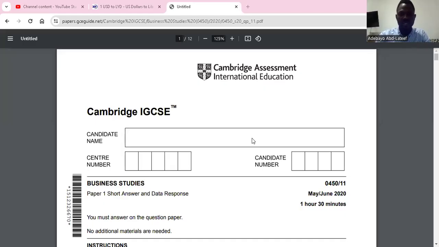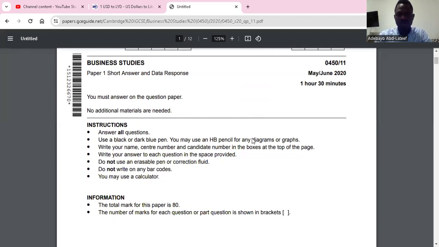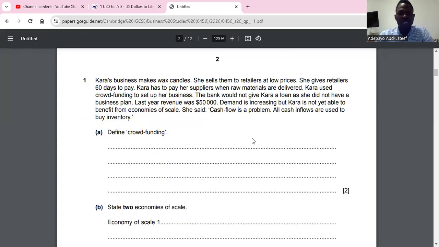We have business IGCSE for May, June 2020. There's a case study for Kara, which makes wax candles. So it's going to be there for people to read. We'll just go to the question immediately.